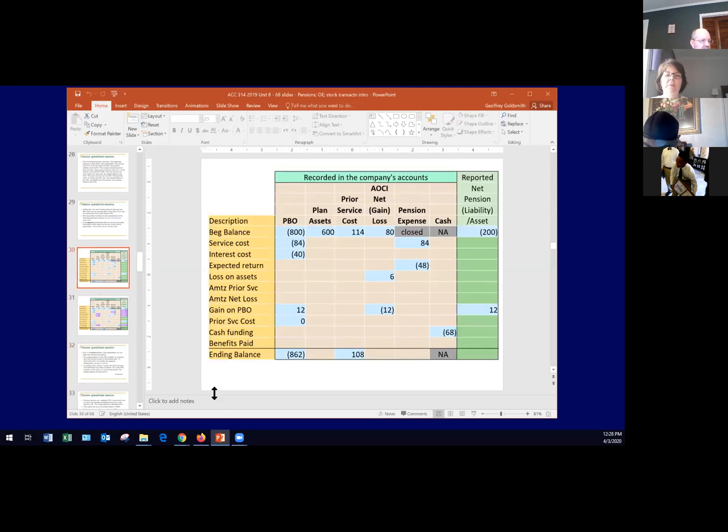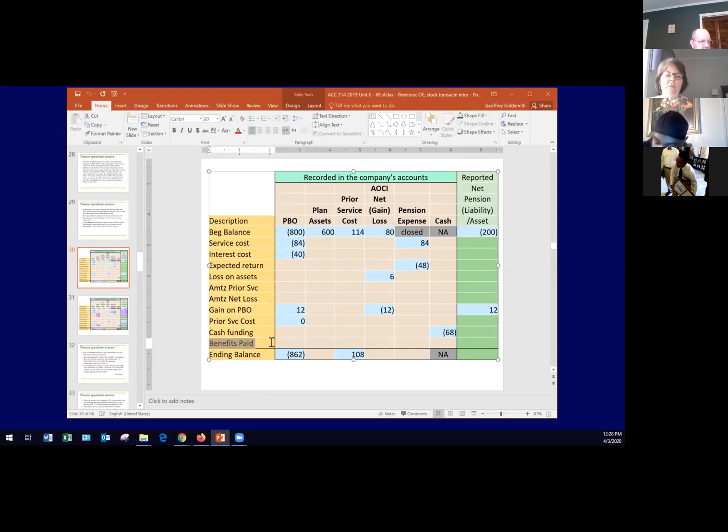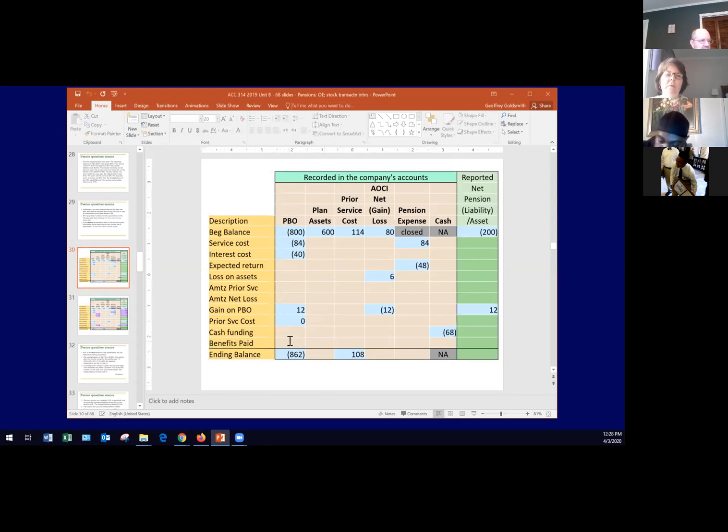Let's go back and take a look at that. In the PBO column, we have every number we should have except down here at the bottom for benefits paid. So what number would have to go there in order for this column to end up with the correct balance? Now, this is doing it as a puzzle, not in real life, because in real life, the pension administrator would know exactly how much benefits were paid and would have told that to the employer, who isn't going to have to do a calculation to figure it out.